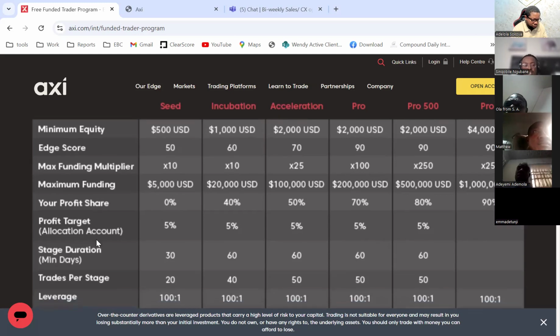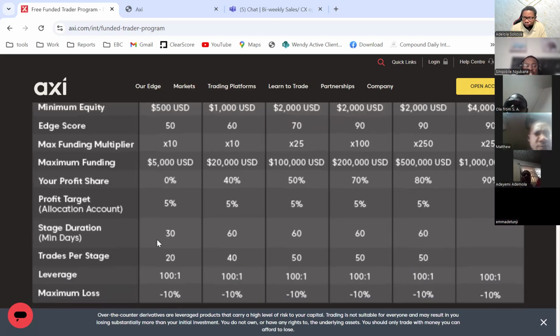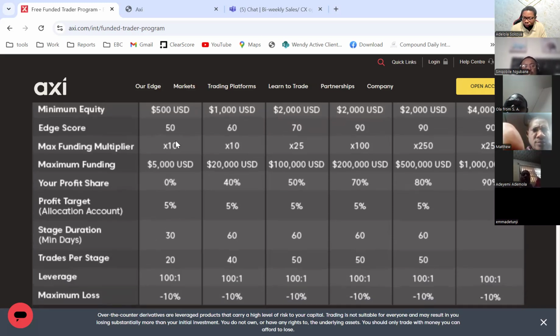Profit target is 5% of your $500, which is $25. Stage duration is 30 days, so you will be on the stage for 30 days. Trades per stage is 20 trades. Leverage is 100 to 1 for all the stages. And then maximum loss is 10%, meaning that you are not allowed to lose on your drawdown 10% of your 500 or 10% of the 5,000.